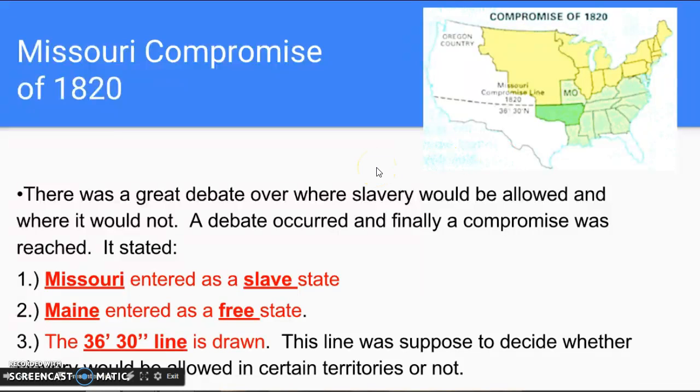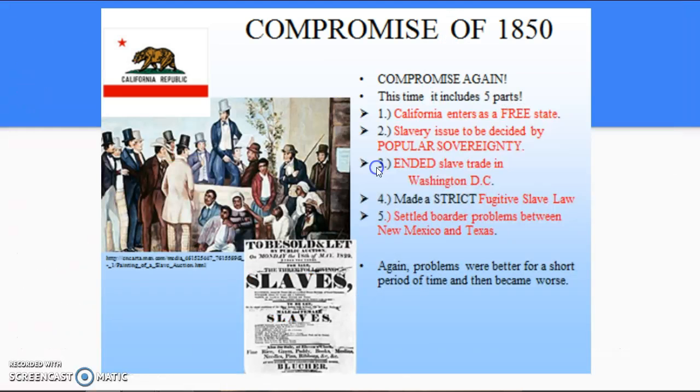So this is a way that the North and South and the entire United States government is trying to compromise on the issue of slavery so that it doesn't blow up into a bigger issue like a war. And then there was another compromise, this time in 1850, and this time there were 5 parts to this compromise.